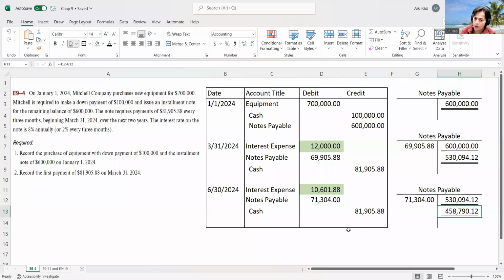So this is an example of our installment notes payable. All your car loans, your home loan, they're all installment notes payable, obviously for a much longer period of time. So remember, the key over here is interest expense is always calculated on the outstanding balance. So find out what the outstanding balance is, and then the rest of it becomes easy.